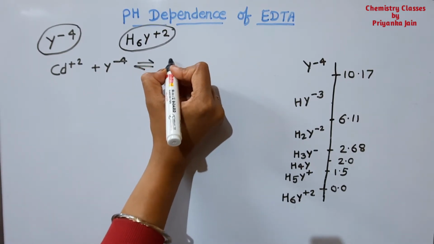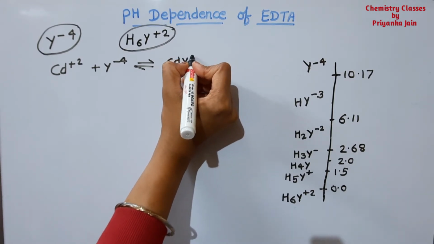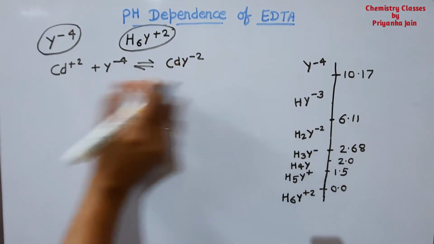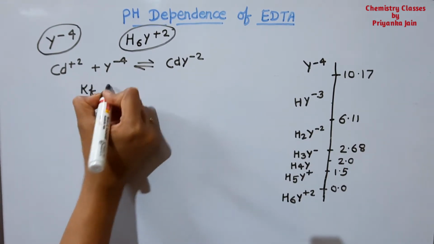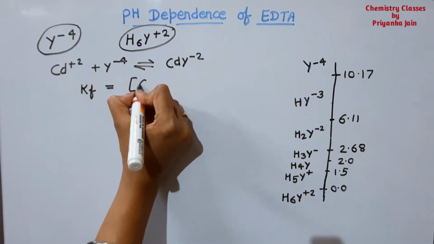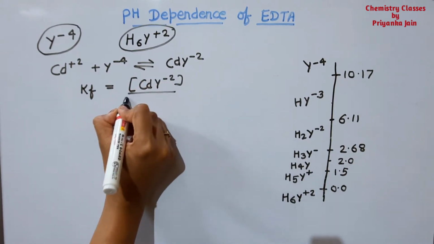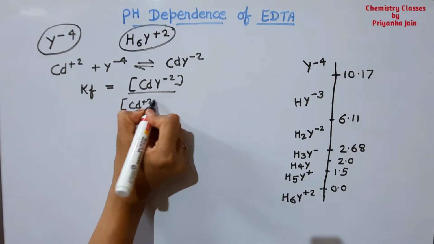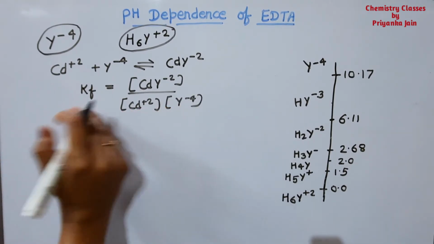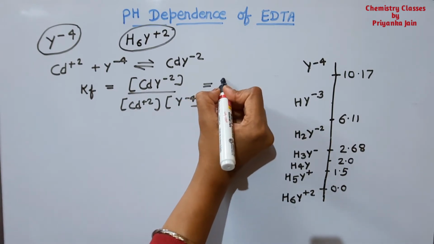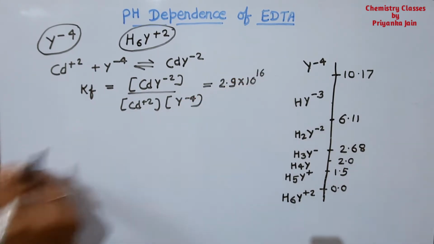These all are in the aqueous form, so we can also write aqueous in the abbreviations. This is the equilibrium that will settle down. Now the formation constant is given in this manner: the concentration of CdY minus 2 divided by the concentration of Cd plus 2 ions and the concentration of Y minus 4 ions. Here the formation constant is quite large, that is 2.9 into 10 to power 16, right?